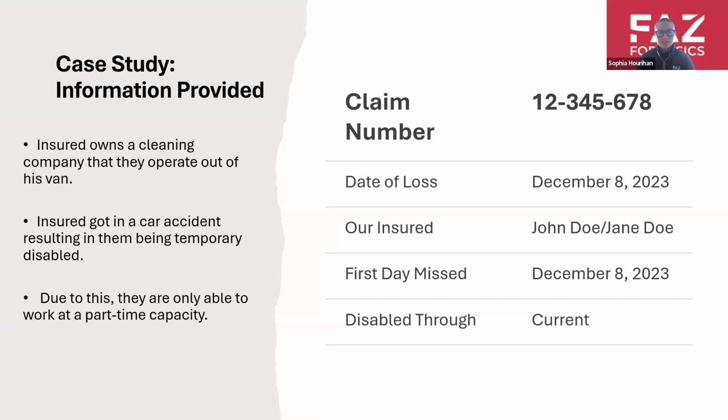The first day missed is relevant because a lot of times the accident will happen at night or after the workday. And therefore, we're going to start our lost earnings calculation on December 9th, if that were to be the case. That's something that everyone who works on the claims will confirm with your office or with the insured just to see what day they actually stopped working. We don't want to give them an extra day of earnings if they had worked that full day of the accident. If you want to go ahead, Abby.